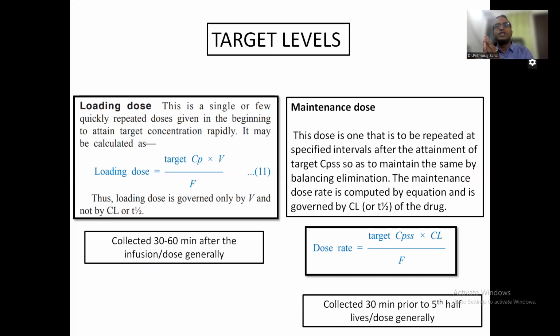So after the 4th dose is given, that is the reason why the tacrolimus trough level is sent on the morning of the 3rd day, right? So we say on the 3rd day, sister, kindly send the trough level of the tacrolimus. Why not on the 1st day? If you are sending on the 1st day, 30 minutes after the dose, you are sending the peak level. But what we want is the trough level or the steady state level. It is sent 30 minutes prior to the 5th half-life, or after the 4th dose of the drug, right?